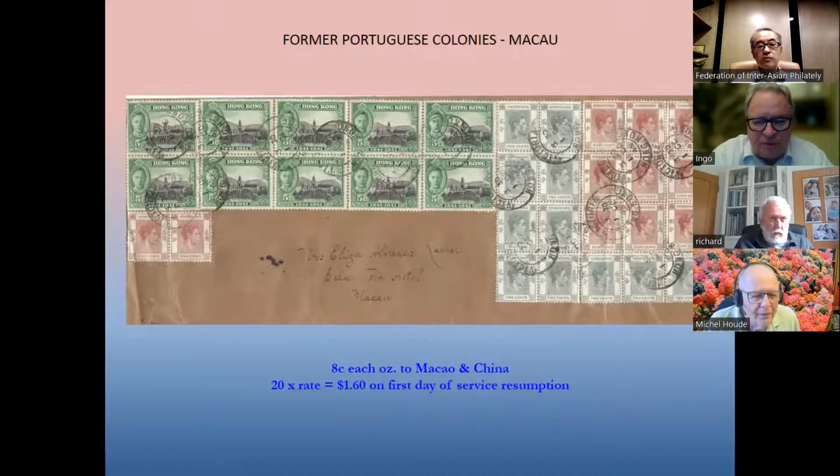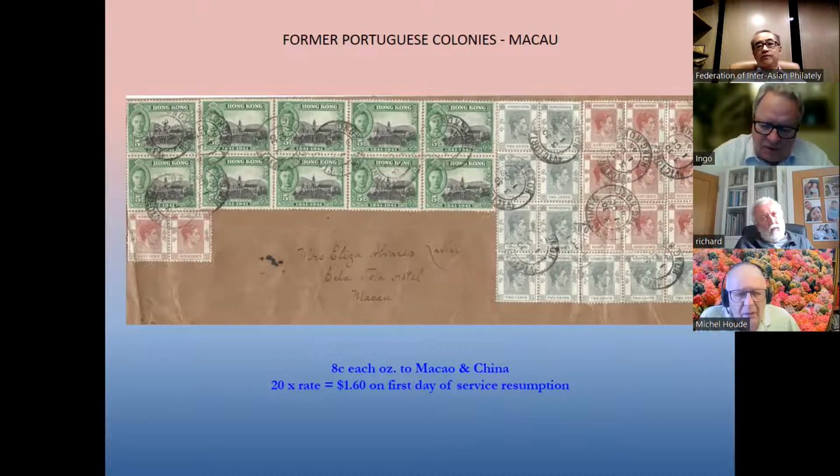Macau, it's a former Portuguese colony, so it counts in this discussion as a dead country. Now, of course, Macau is a special administrative region of China, just like Hong Kong is. But in this era, now this is from my exhibit from 1945, Hong Kong 1945, and this is a first day of service resumption from Hong Kong to Macau. The ferry service started on the 1st of October in 1945 as the colony was reconstructing itself after the destruction of Japanese occupation.